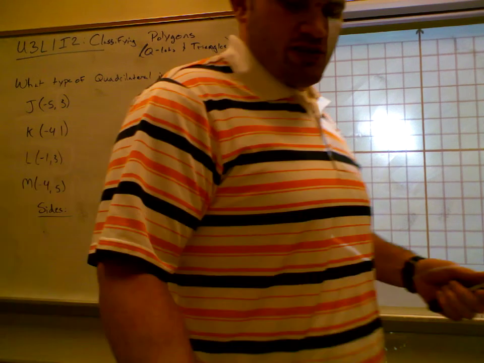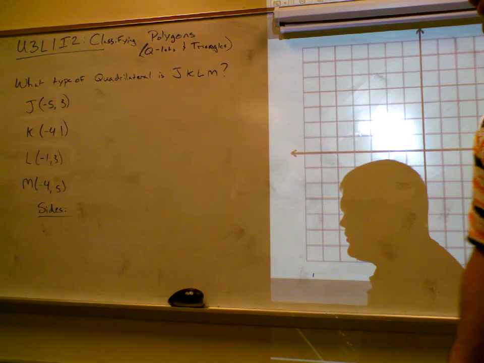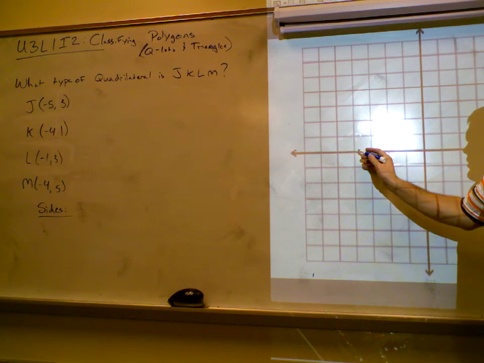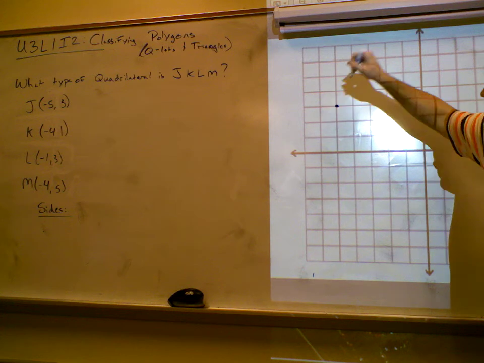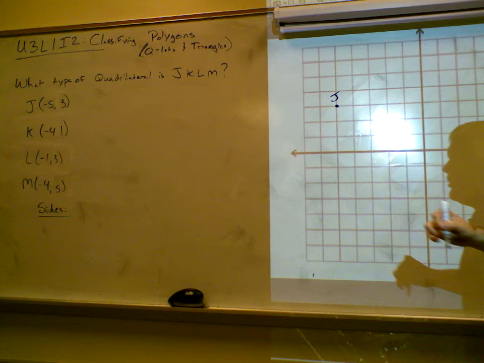All right. So I'm going to graph JKLM. Then maybe you guys can tell me what it is. J is at negative 5, 3. Where's negative 5, 3? Well, we go over 5. Up how many? 3. So this is point J. K is negative 4, 1.